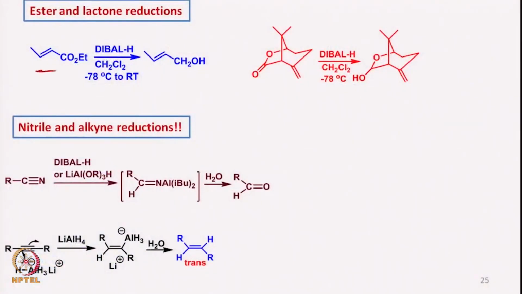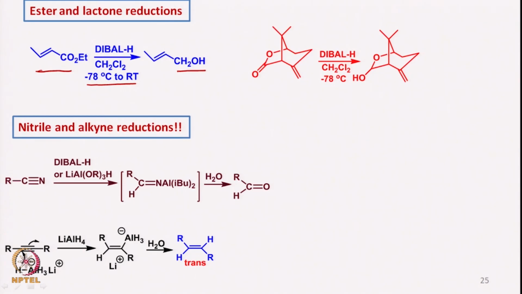Now what happens to the esters and ester and lactone reductions with diisobutyl aluminum hydride, or DIBAL-H, or DIBAL simply, is that we take the corresponding alpha beta unsaturated ester, and as I mentioned, if we simply take the excess of the reagent and start from low temperature and bring it to room temperature, the reduction occurs via aldehyde and eventually to the corresponding alcohol, and we can isolate the alcohol easily.